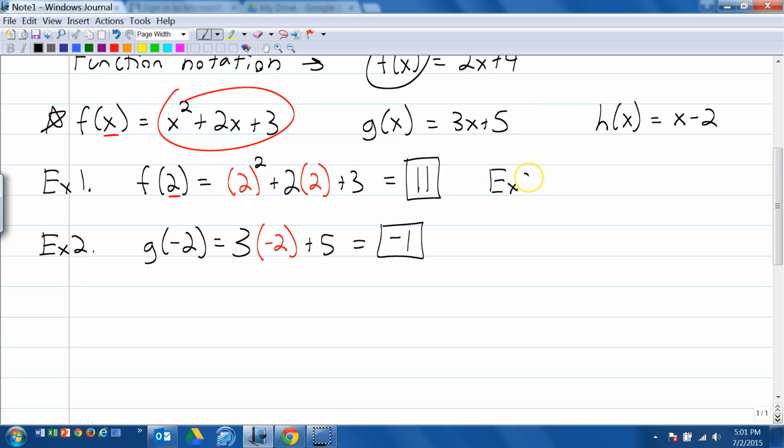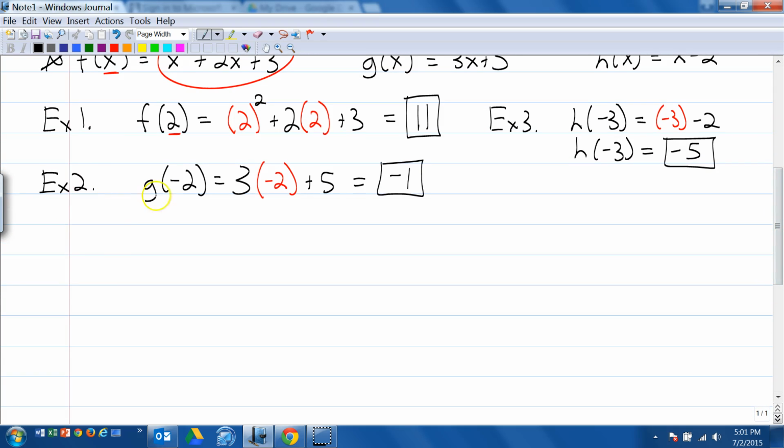Let's do one more with just basic. I'll do it over here. I want to know what h of, I don't know, negative 3 is. All you do is put a negative 3 where you see an x, and then you can solve this. So h of negative 3 has a value of negative 3 minus 2, which is negative 5. And again, this is not saying I'm multiplying h by negative 3. It's telling me for the h function, I input a negative 3 for x. That's what that means.